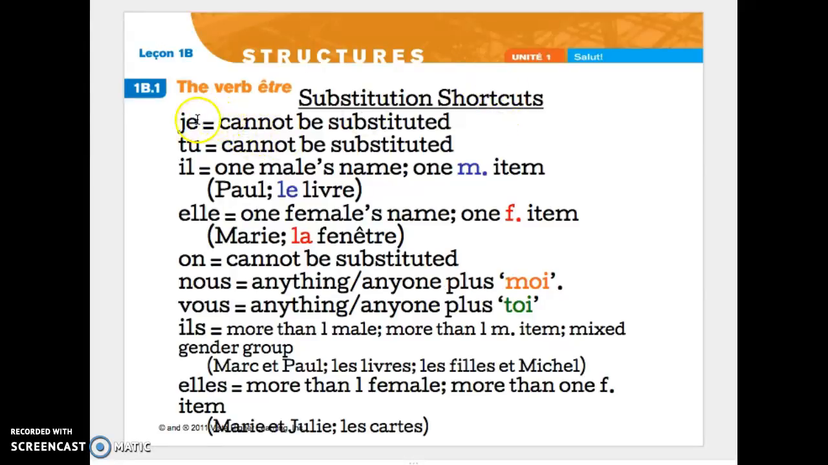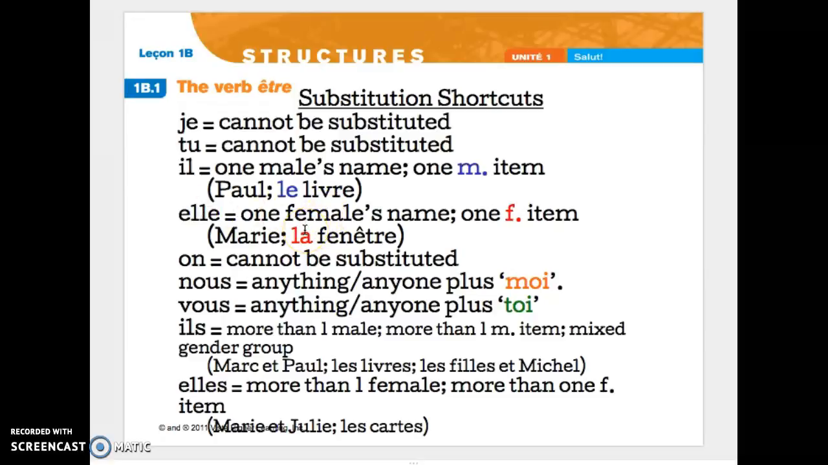The subject pronoun je and also the subject pronoun tu cannot be substituted. You can't do it in English, you can't do it in French. However, to get il singular, you might be substituting one male's name or one masculine item. In an earlier unit, you learned about masculine nouns having le in front of them. If your noun has le in front of it, it's going to equal il singular at the end of the day. Elle singular could be one female's name, like Marie, or also one feminine item.